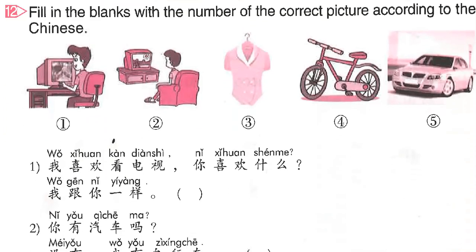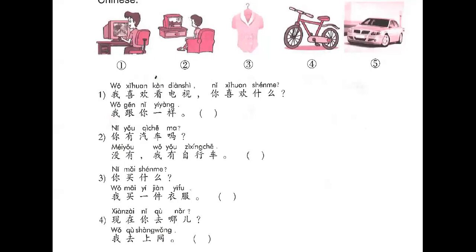Number 12, fill in the blanks with the number of the correct picture according to the Chinese. So we need to read these dialogues, and according to the dialogue, choose the right pictures. You can see we have four dialogues here, but 5 pictures. So there is one picture that we are not going to use.